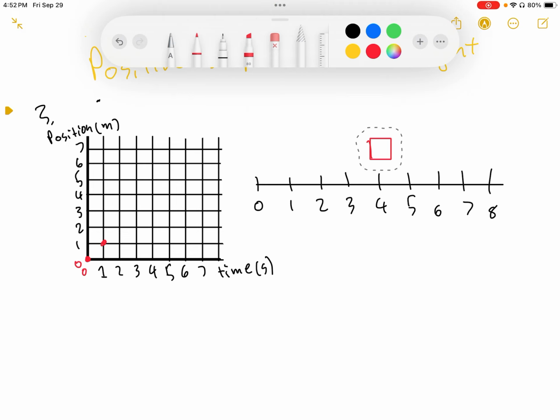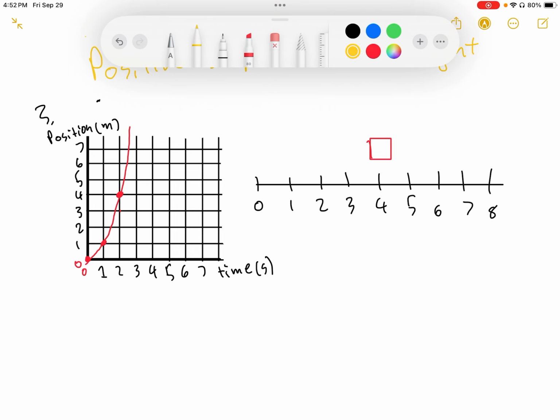And then if 2 seconds pass, he moves 4 meters. So I'll go out 2 and over 4 on my graph. And then when 3 seconds pass, he's moving at 9 meters. So the big idea here is that this line is curvy. Right? So now this is an acceleration.